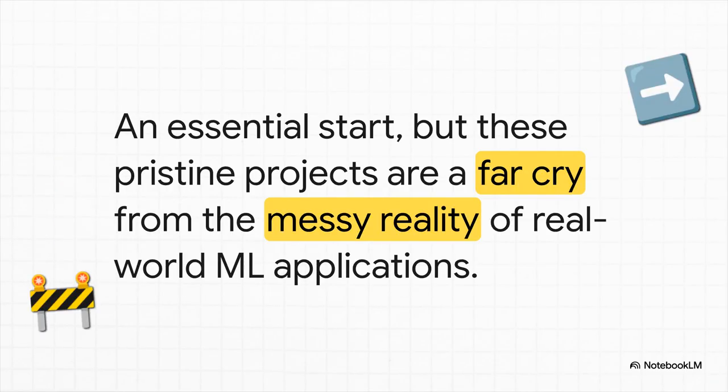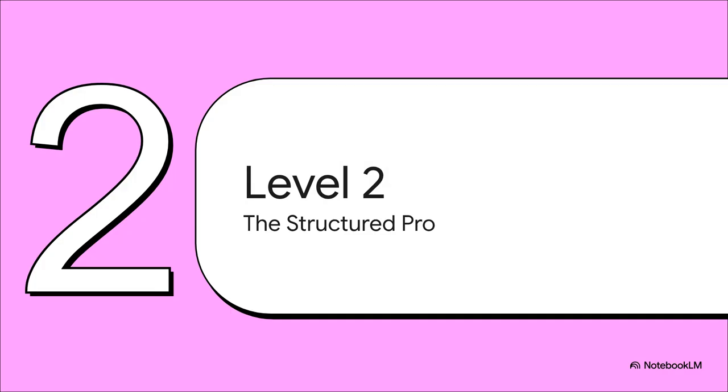And look, this is an absolutely crucial first step. But let's be real. These clean, perfect little projects are a million miles away from the messiness of a real-world application. You're not worrying about things like data leakage or if your model can handle a million requests. And when you start bumping up against those limitations, that's when you know it's time to level up. Which brings us to level 2, the structured professional. This is where things start to get serious.